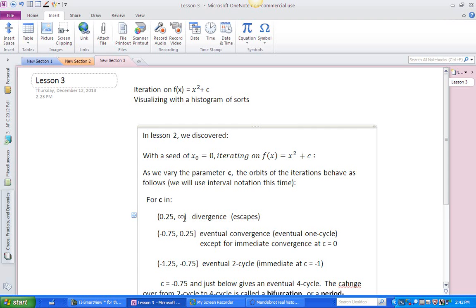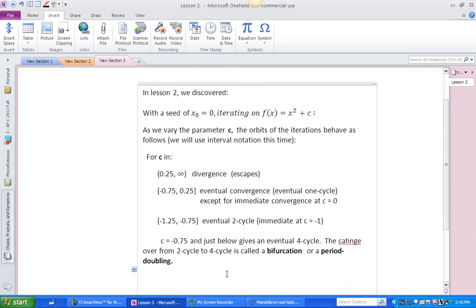At negative 0.75, we get a changeover, sometimes called a period doubling, because it becomes an eventual two cycle, and that goes on between negative 0.75 all the way to negative 1.25, although it changes over immediately at c equals negative 1. And at negative 1.25 and just below, you get an eventual four cycle. It's a little harder to see because it's so slow, but it does happen, and we're going to show you that a little more clearly today. And again, when you change over from a 1 cycle to a 2 cycle, or a 2 cycle to a 4 cycle, or a 4 cycle to an 8 cycle, it's called a bifurcation or a period doubling.